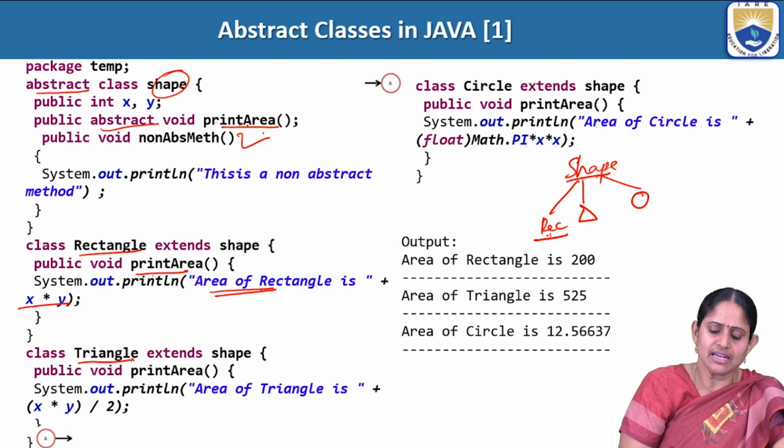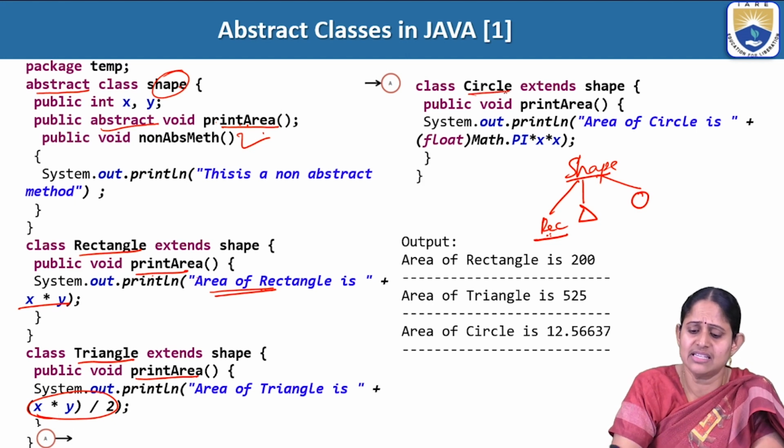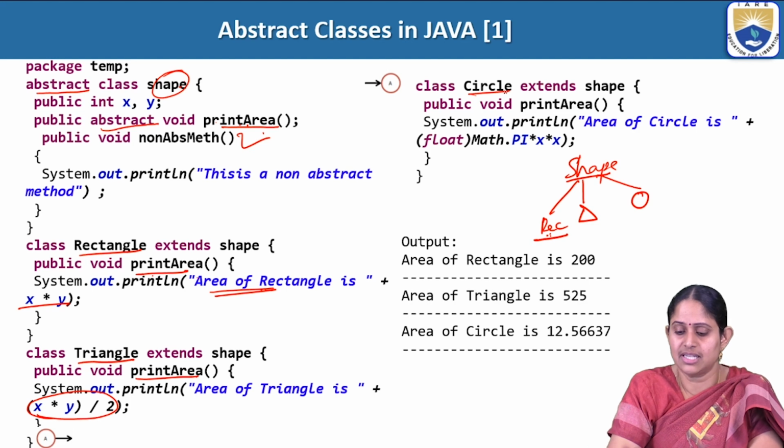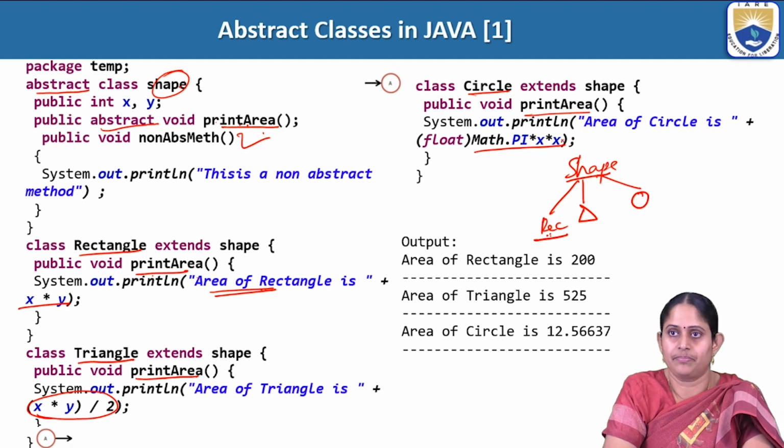Similarly, the triangle class is overriding the print area method of the shape class to find the area of the triangle, which is half BH. And the circle class overrides print area to find the area of the circle, pi r square.